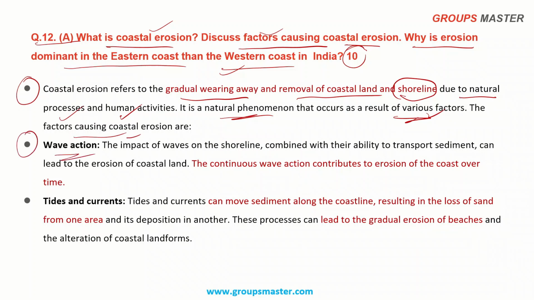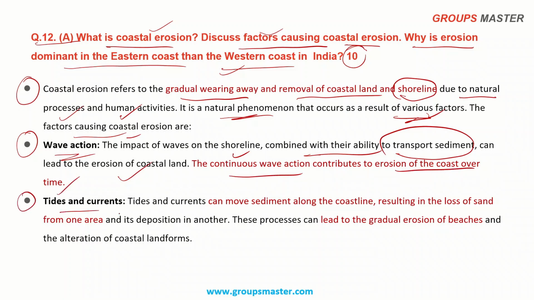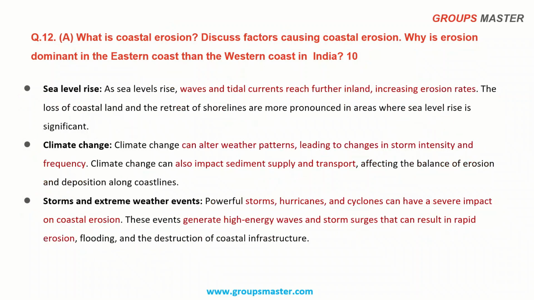First factor is wave action. The impact of waves on the shoreline combined with their ability to transport sediment can lead to the erosion of the coastal land. This continuous wave action contributes to the erosion of the coast over time. Next factor is tides and currents. Tides and currents can move sediment along the coastline, resulting in the loss of sand from one area and its deposition in another area. These processes often lead to gradual erosion of beaches and alteration of the coastal landforms.